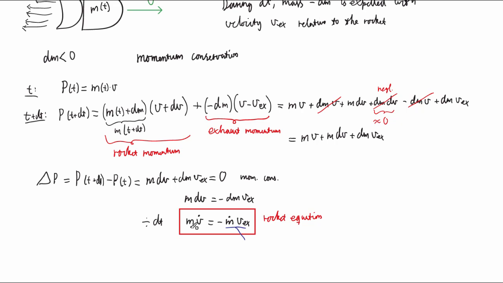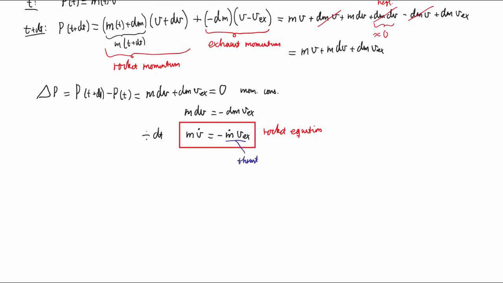You can see this is actually Newton's second law. We have the mass times the acceleration equals some force, and this is the force of the thrust. Change in mass times the velocity of the thrust, the velocity of the exhaust.